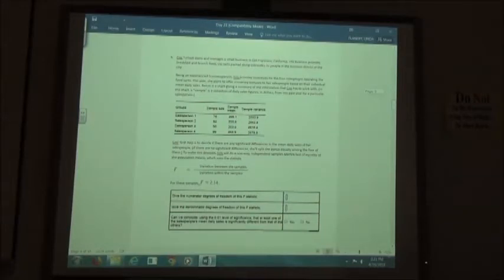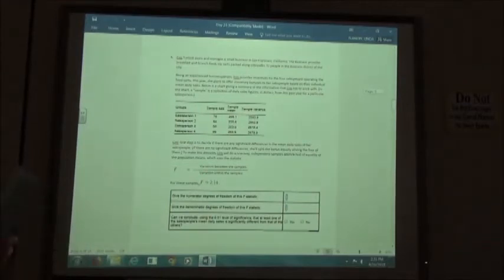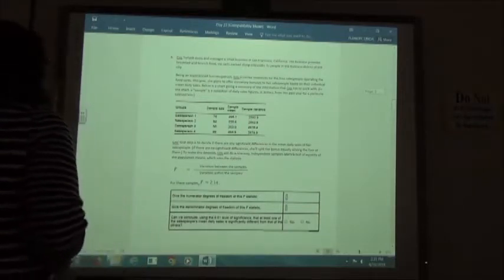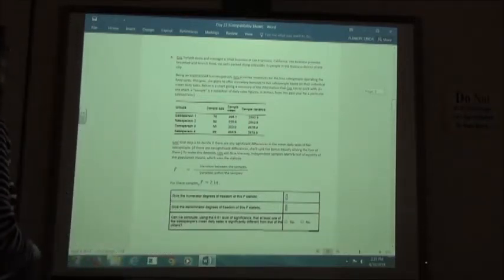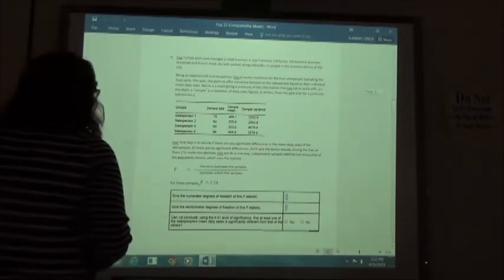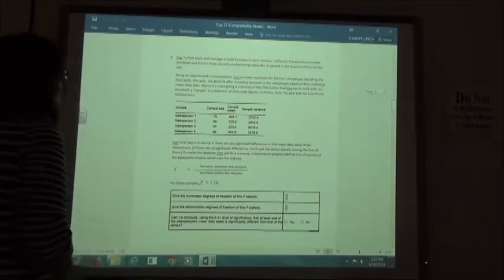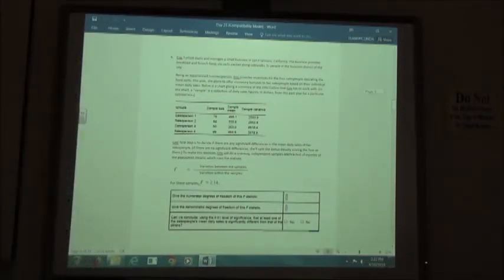Number 5 then. Chris Turlock owns and manages a small business in San Francisco, California. The business provides breakfast and brunch food via carts parked along the sidewalks to people in the business district of the city. Being an experienced business person, Chris provides incentives for the 4 salespeople operating the food carts. This year, she plans to offer monetary bonuses to her salespeople based on their individual mean daily sales. Below is a chart giving a summary of the information that Chris has to work with.